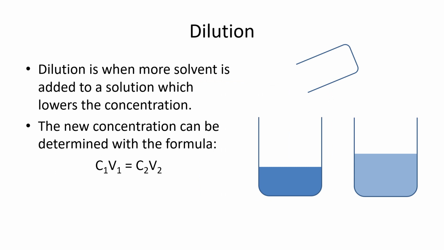There's a neat relationship between the concentration of a solution before more solvent is added, and the new concentration you'll get after. The relationship is the concentration times the volume before is equal to the concentration times the volume after: C1V1 equals C2V2. The 1's refer to before and the 2's refer to after.